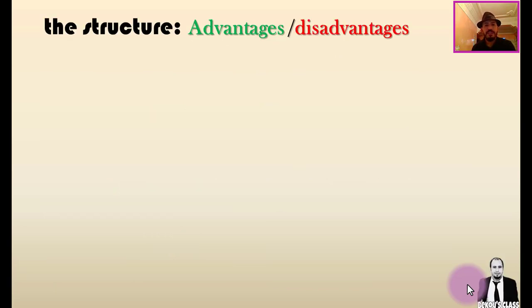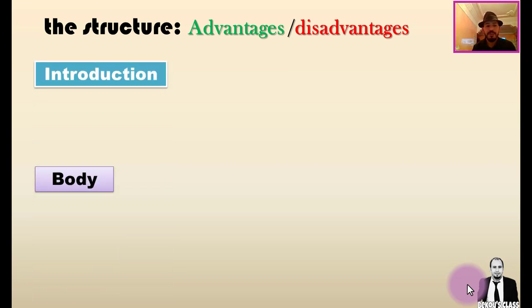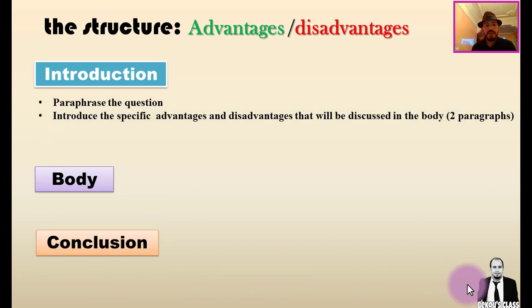Before writing any paragraph or any essay, you should bear in mind that there are certain steps that you have to go through. That means you have to structure your essay. The more you structure your essay, the better it is and the better it looks. As you know, any essay should include an introduction and of course a body and the conclusion. So what do we write in an introduction? In the introduction, you start with paraphrasing the question, and then you introduce the specific advantages and disadvantages that will be discussed in the body.